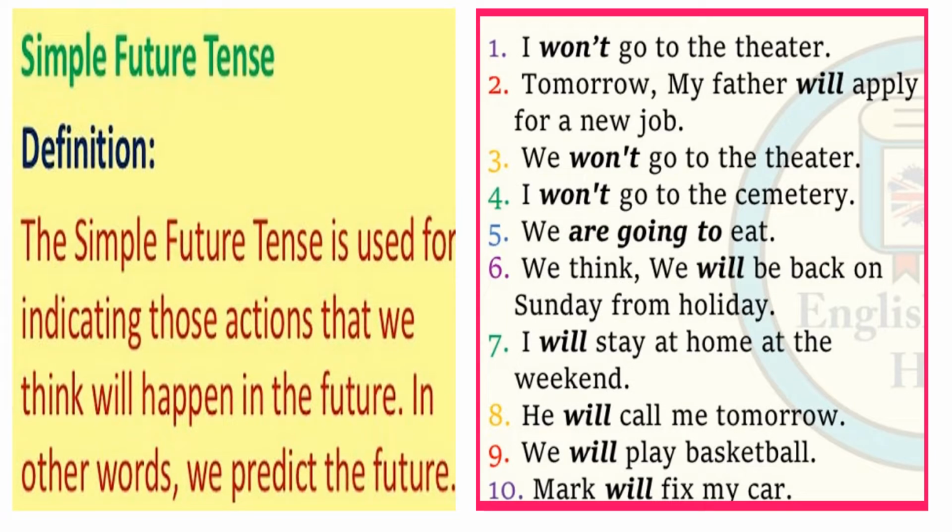Let's see what simple future tense is all about. The simple future tense is used for indicating those actions that we think will happen in the future. In other words, we predict the future. Very simple, isn't it, children? Simple future tense is nothing but actions that will happen in the future. In other words, what we think may happen in the future.